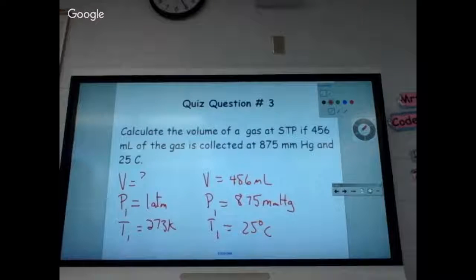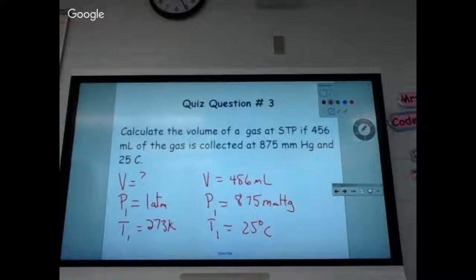Yes or no? If you don't get it, tell me. I'll try to explain it a different way. But that's the mistake most people made. They switched those volumes up. Other questions on the quiz. Those are the things I wanted to talk about.